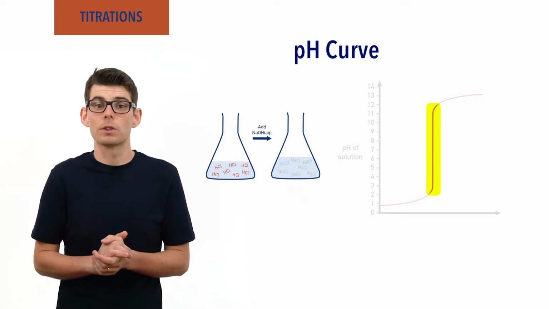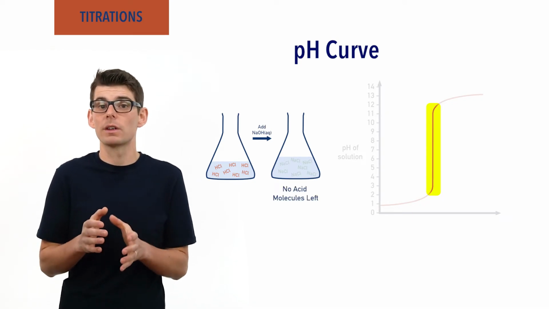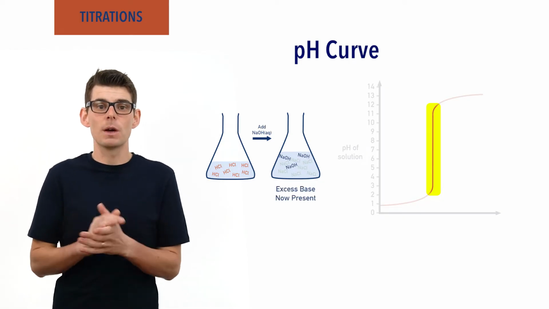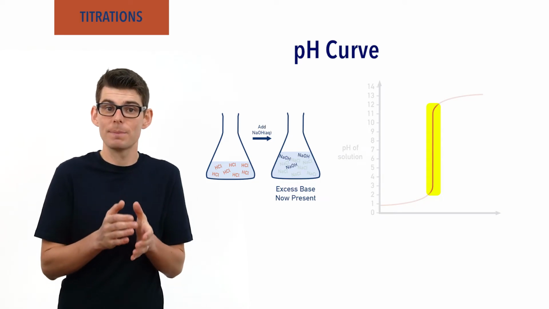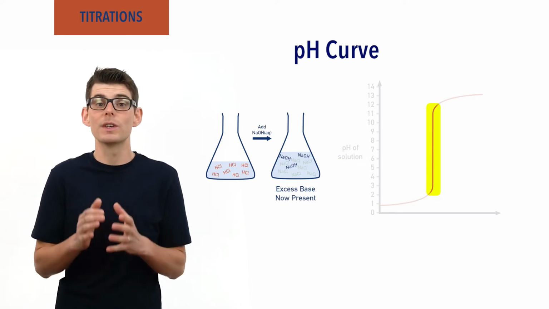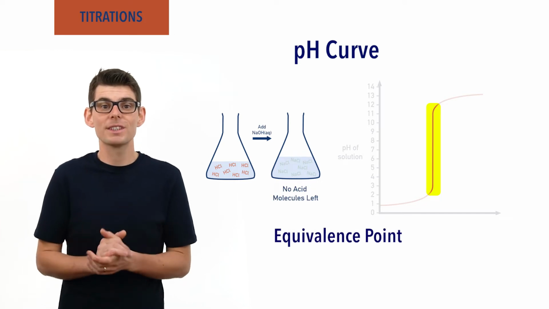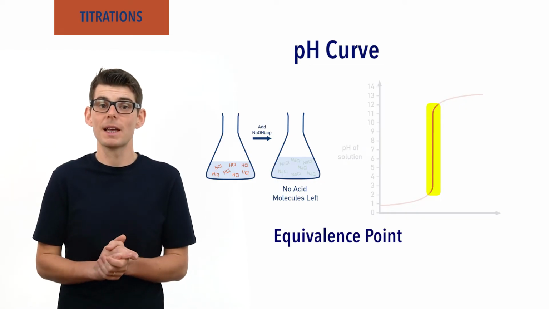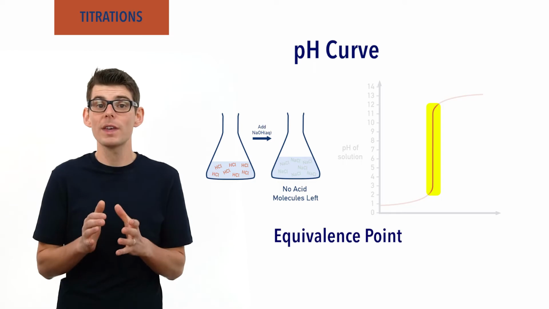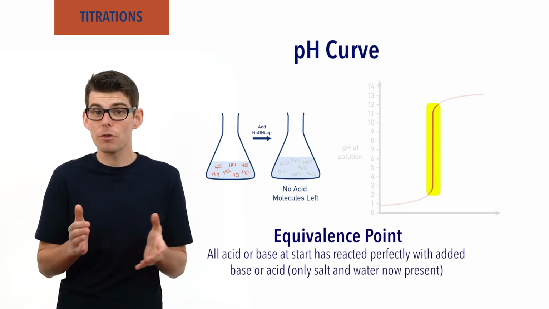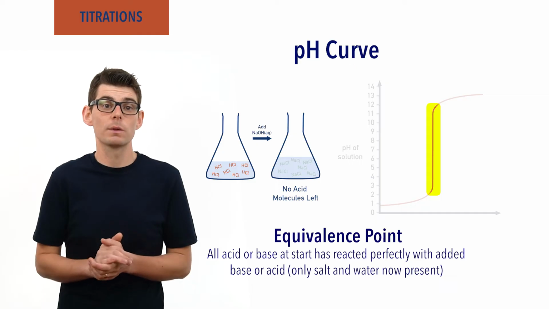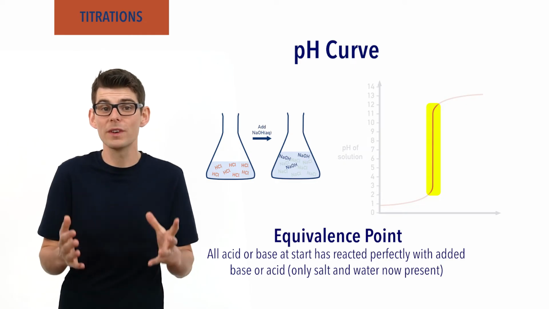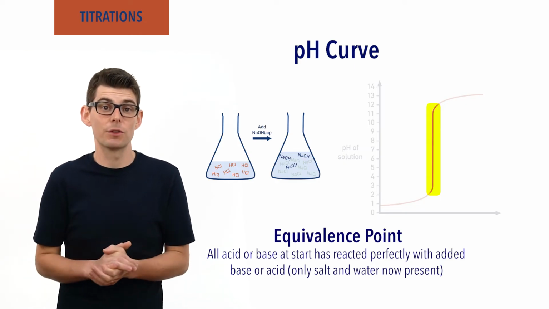There are no acid molecules left to react, and any more hydroxide ions being added just make the solution alkaline. The exact point at which there is no more acid left and no excess base or hydroxide ions present is called the equivalence point. At this point in the titration, there should only be salt and water present. Just enough base has been added to perfectly react with all the acid present at the start. Any extra base added after this has nothing to react with and causes the pH of the solution to rapidly change. This equivalence point will occur very suddenly in a titration.